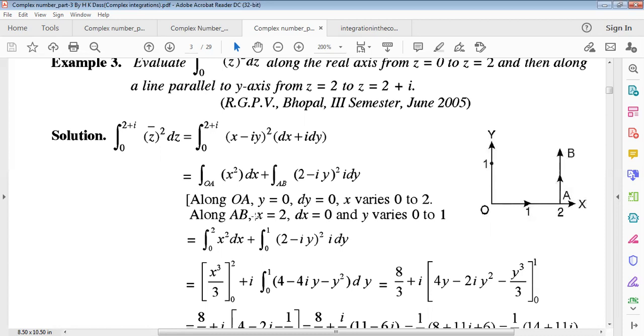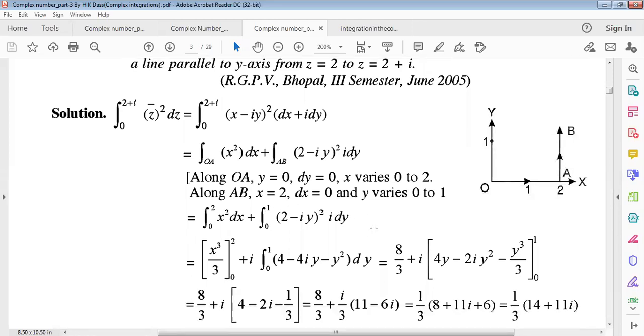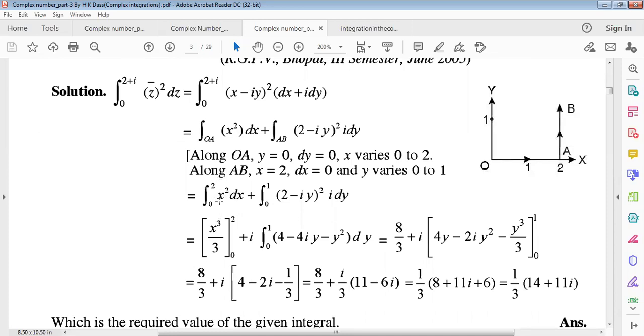Okay, y varies. So if x equals 2, dx is 0 by differentiation, and y varies from 0 to 1. At O the y value is 0, and at B it is 1. Now, integral of x square dx: along OA the integral limit will be 0 to 2, and along AB the integral limit, along the imaginary axis, is 0 to 1. This is why the integral limit changes according to the direction of OA and AB.